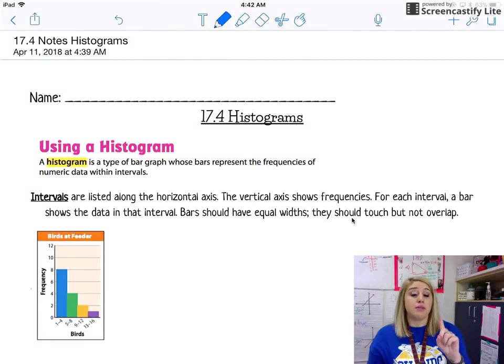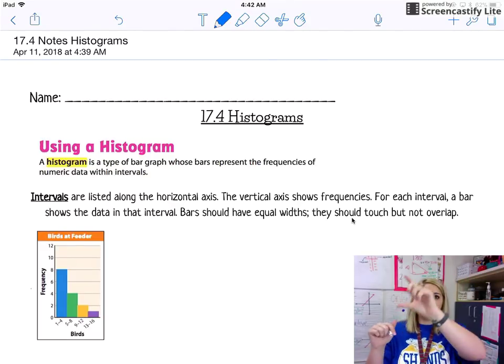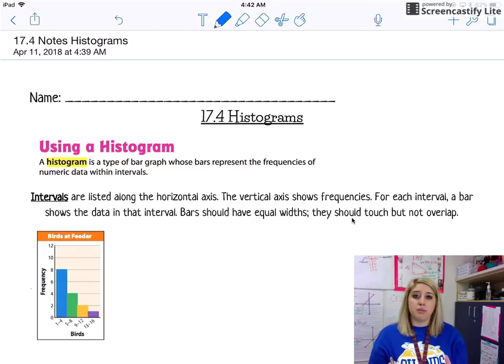Remember, we've talked about dot plots as a way to talk about data, where we graph them and we put the dots above the numbers. We've talked about stem and leaf plots as a way to talk about numbers. We've talked about box and whisker plots to talk about numbers. So this is just another way to show our data and give information to people.